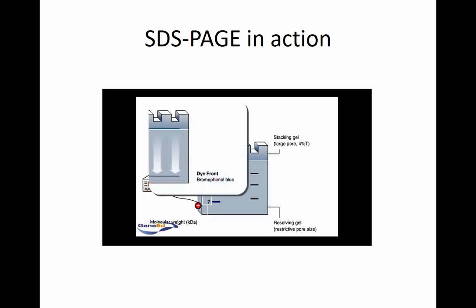The dye front consists of a very small dye molecule, like bromophenol blue, which is mixed and loaded with the sample proteins. Because of its small size, the dye front moves ahead of the proteins. The position of the dye front is a good indicator of how far the proteins have progressed through the gel. Electrophoresis is complete once the dye front reaches the bottom of the gel.